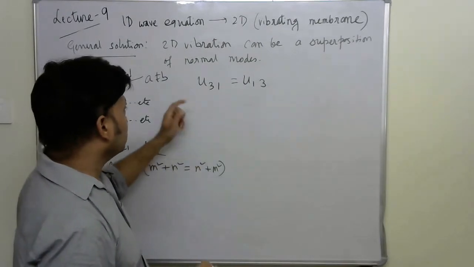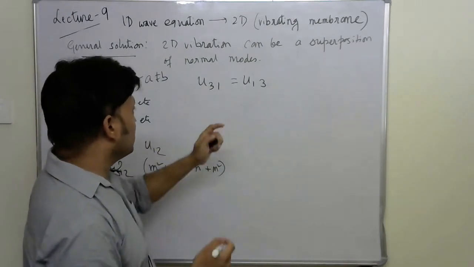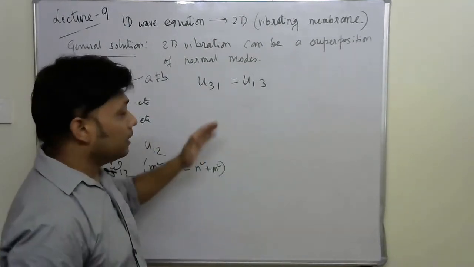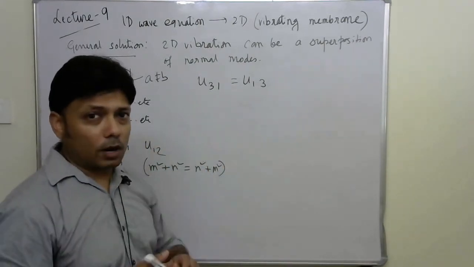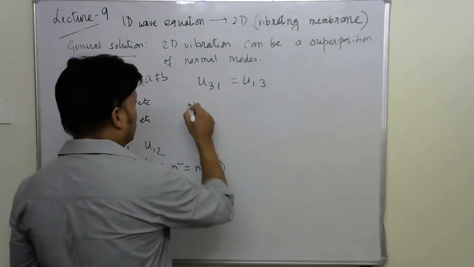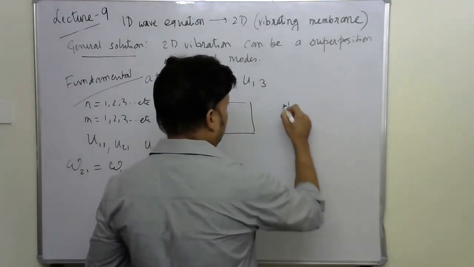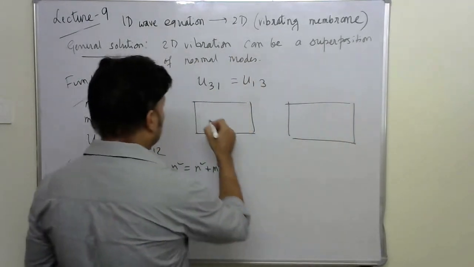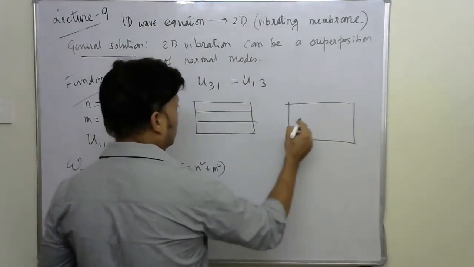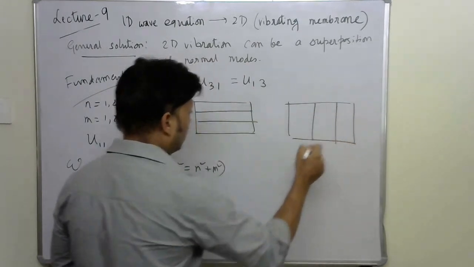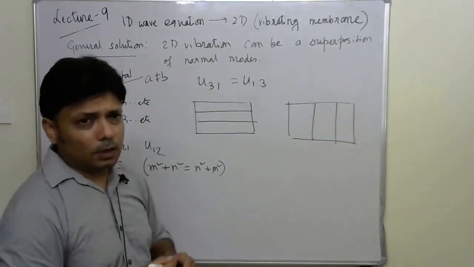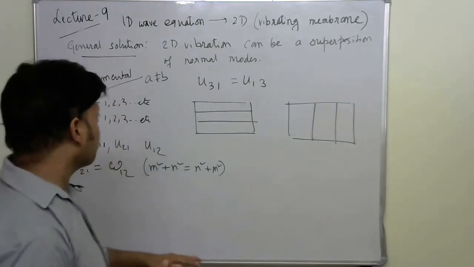So in that case, you can easily understand that there will be two nodal lines, right? So we can explain or we can draw it something like that, okay, right here. So again, those two would be degenerate, okay.